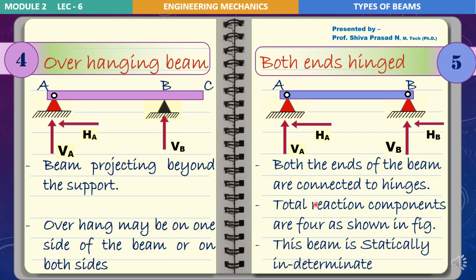Next, this beam is statically indeterminate. Why? Because we have 4 unknowns, and the number of conditions of equilibrium available are only 3. That is, the number of unknowns exceeds by one. So we say this type of beam is statically indeterminate.